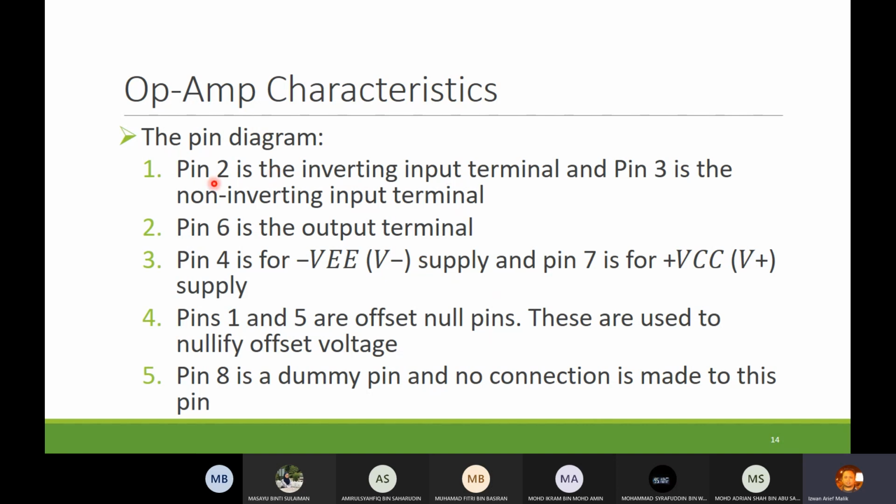So the pin diagram, pin 2 is the inverting input terminal, and pin 3 is the non-inverting input terminal. Pin 6 is the output, pin 4 is negative VEE, which is negative V, and pin 7 is positive VCC. 1 and 5 are offset null pins, so these are used to nullify offset voltage. Pin 8 is a dummy pin and no connection is made to this pin. Okay, so tak ada function lah.